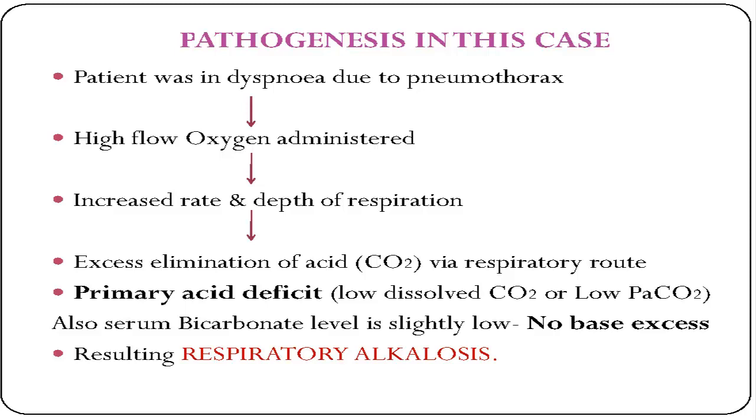So the patient is having breathing difficulty due to the pneumothorax, and here the patient is given high flow oxygen via mask. And then what happens? The patient is having breathing difficulty, so he or she will have vigor in respiration.